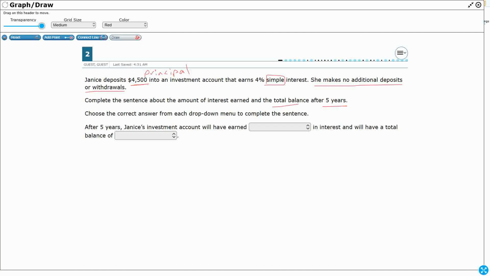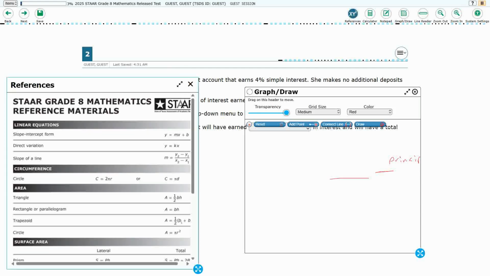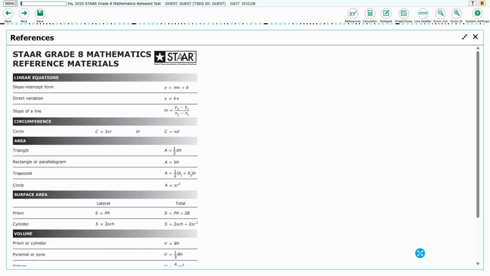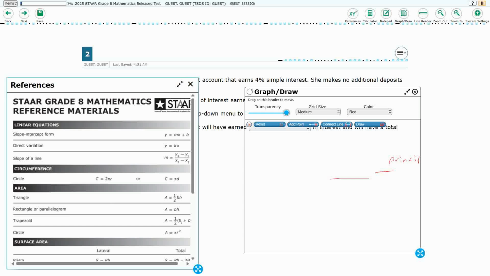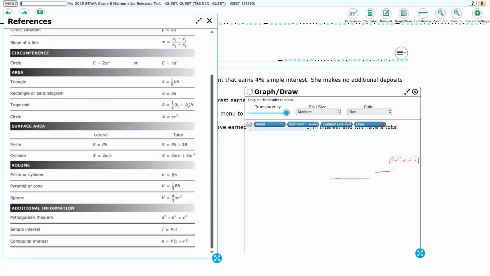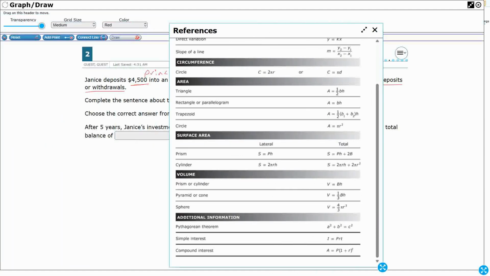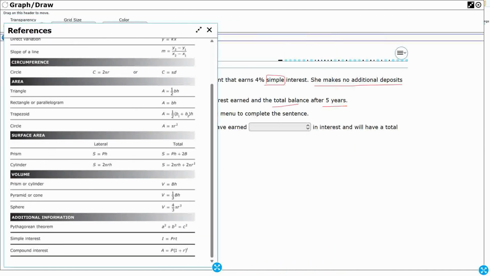All right, so let's go to our reference material. Let's see what we have here. So we've got our interest formula. It's going to be right down at the very bottom, and that's why we needed to make sure we understood whether we were dealing with simple or compound interest. This is simple interest because it says right here. So that's going to be I equals PRT.